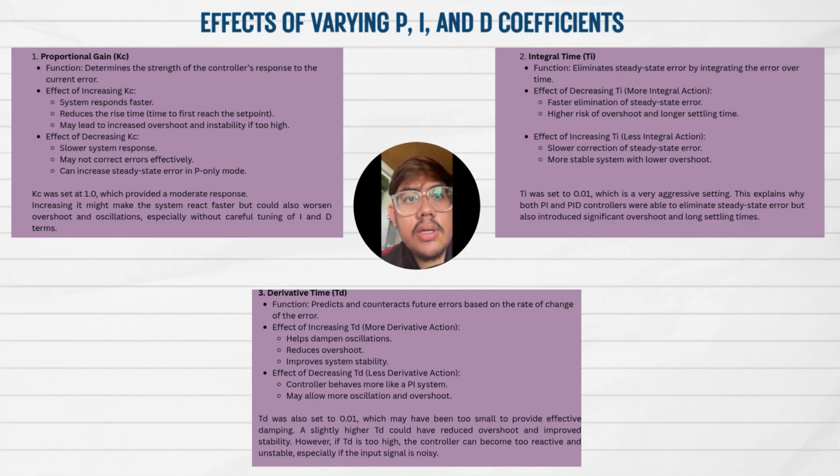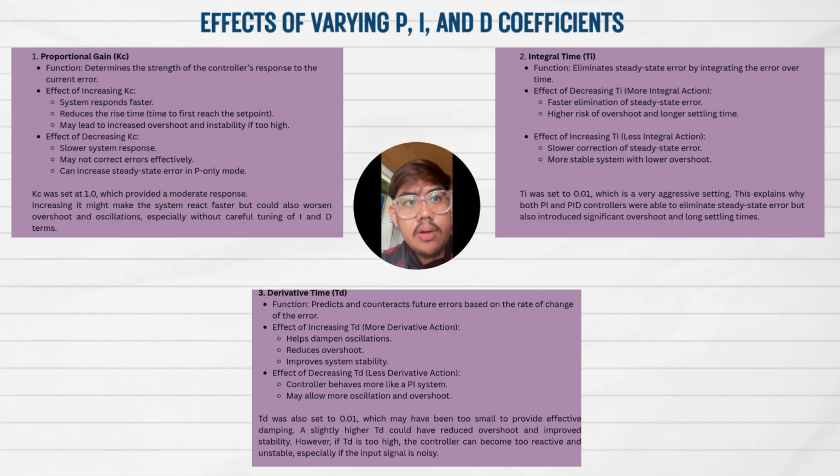So next, integral time, that is Ti. Its function eliminates steady state error by integrating the error over time. The effect of decreasing Ti: faster elimination of steady state error and higher risk of overshoot and longer settling time. The effect of increasing Ti: slower correction of steady state error, more stable system with lower overshoot.